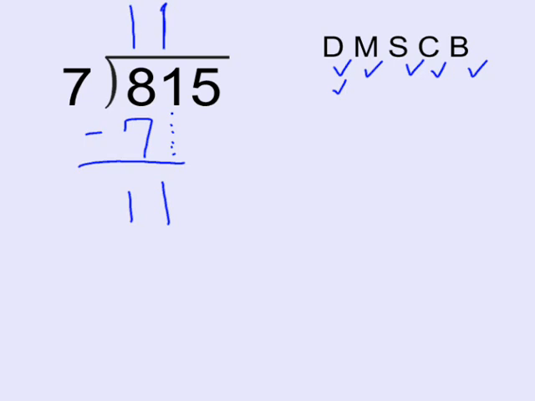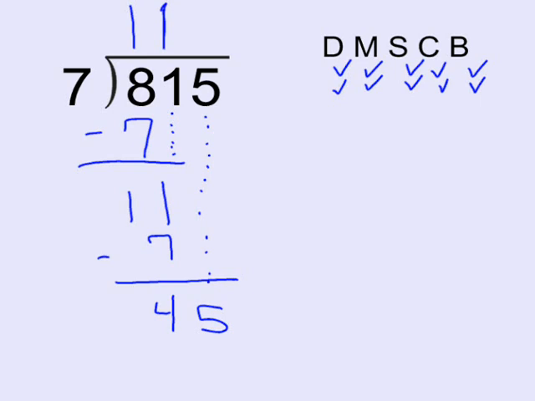Now we're going to multiply. 1 times 7 is 7. I'm going to put it right below my 11, and I'm set up to subtract. 11 minus 7 is only 4. Check that off. And now let's check. Is 4 less than 7? Yes, it is. So now let's bring down the 5, which is my B step. Drop the 5 next to the 4, and now I have 45 units. That's 45 ones.